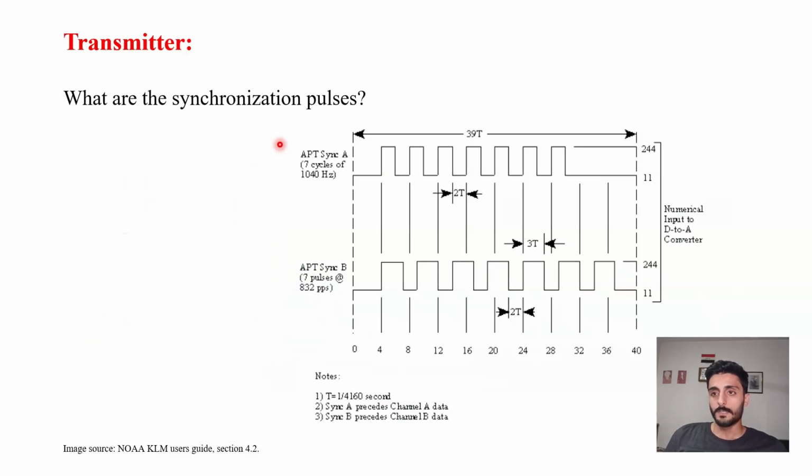So what are the sync signals? We have two sync signals, one before image A or channel A and one before image B. This sync signal has a unique pattern of zeros and ones with a predefined timing, as we can see here. We can see the one duration and the zero duration is 2t, or has a duration of 2 words.